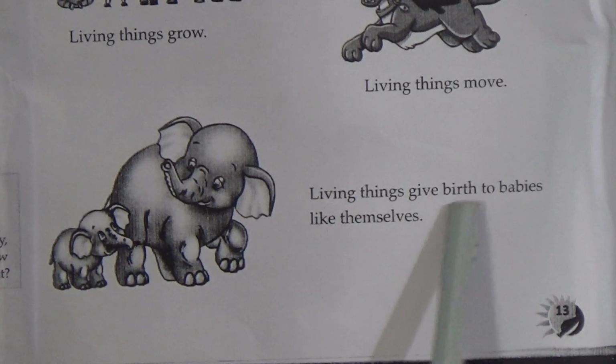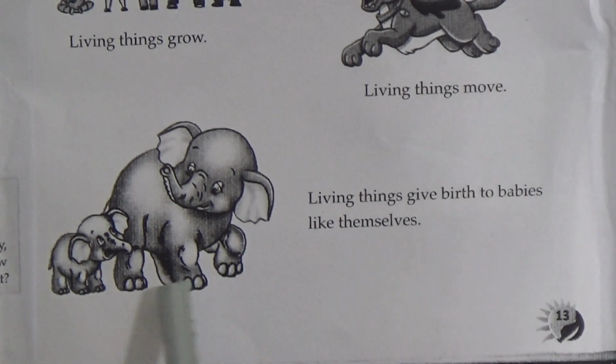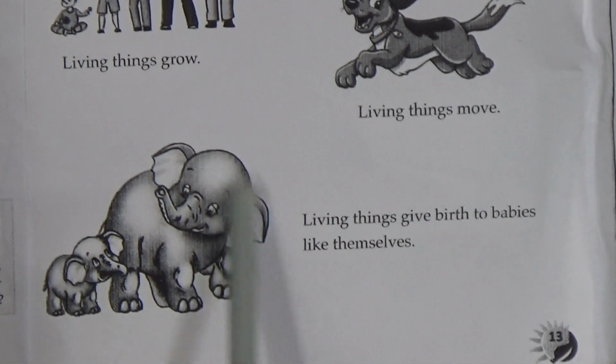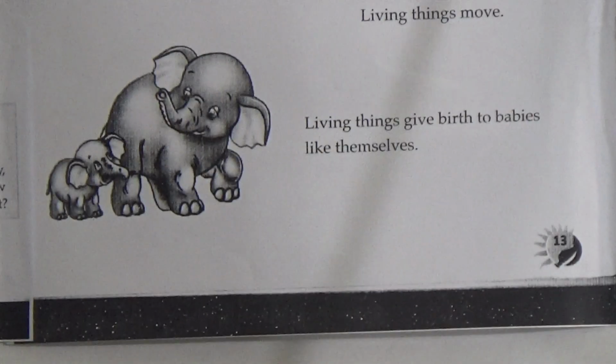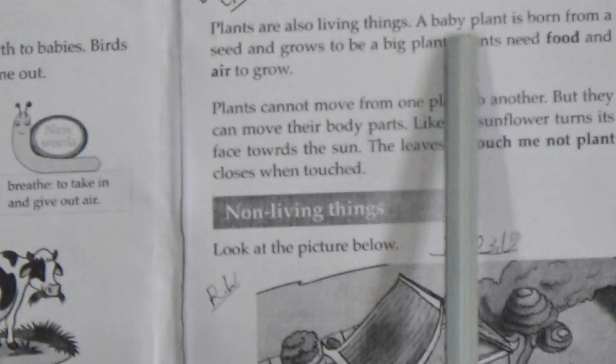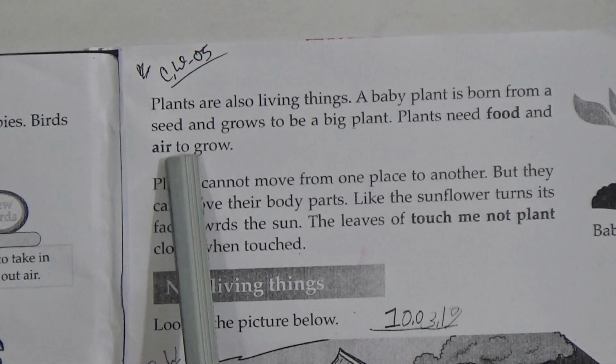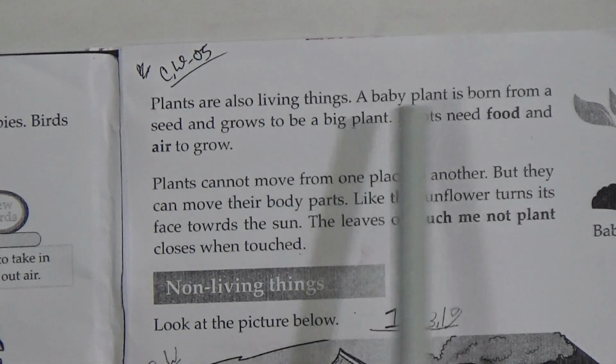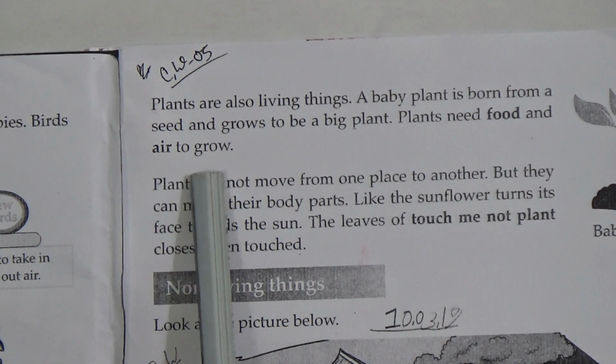Now living things give birth to babies like themselves. Plants are also living things. A baby plant is born from a seed and grows into a big plant. Plants need food and air to grow.